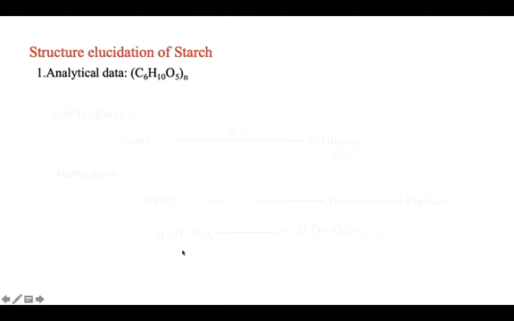Now, when we talk about the structure of starch, it has been found through various analytical data that it has an empirical formula of (C6H10O5)n, where n is the number of glucose units, that is, how many times the repeating unit C6H10O5 has been repeated.